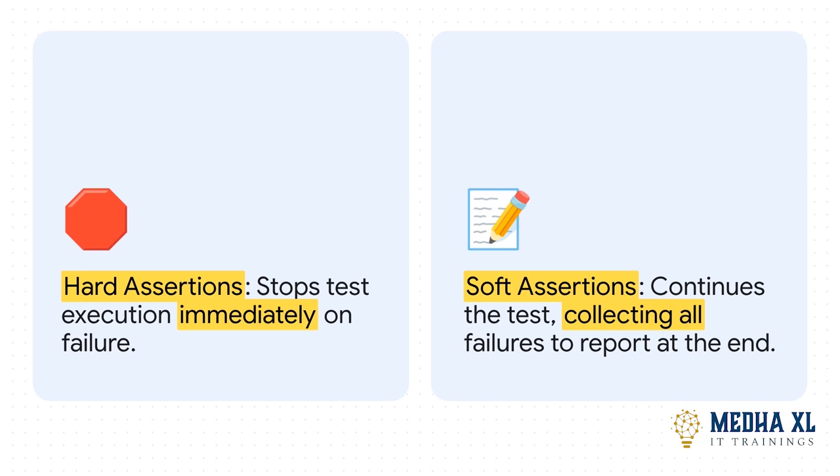But then there's the soft assert. It sees a failure, it makes a note of it, and then it keeps going. Why is this so amazing? Well, imagine you're checking a user's profile page. With a hard assert, if the name is wrong, you'll never know the address and phone number are also wrong. With a soft assert, you get a full report of everything that's broken in one go.